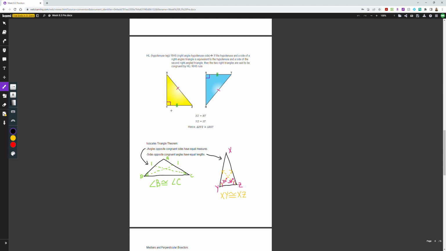So let's look. We know that XZ is equal to RT because they have the same length, maybe like 16 and 16, and we know that YZ is equal to ST. Because of this, we know that triangle XYZ is congruent to triangle RST. And so those are the five ways that we can prove a triangle is congruent.